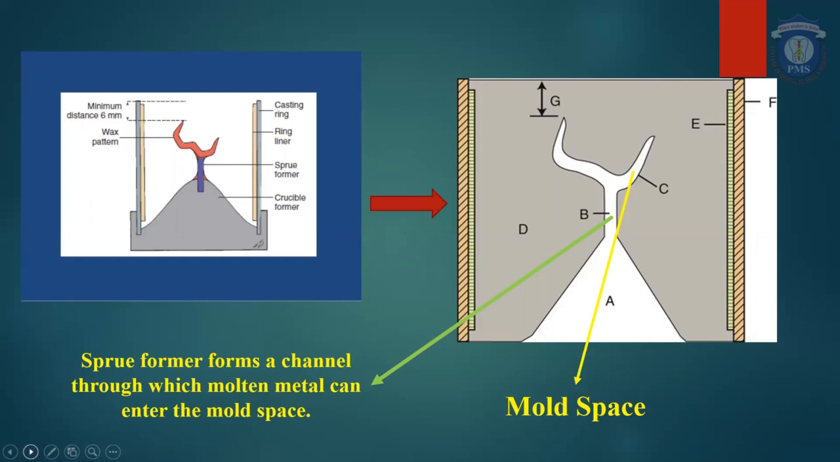The wax is lost, and as a result we get a space within the investment material that is of the exact size and shape of the wax pattern. So the wax pattern defines a space within the stone or investment material, called the mold space, into which the molten metal will be forced using a casting machine. The sprue former forms a channel through which the molten metal can enter the mold space. So that is what you mean by pattern wax.